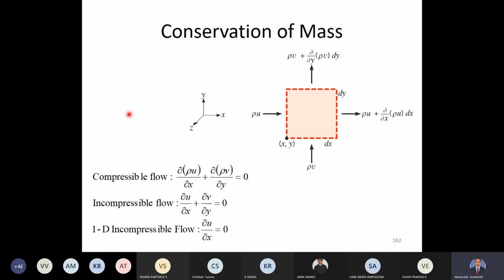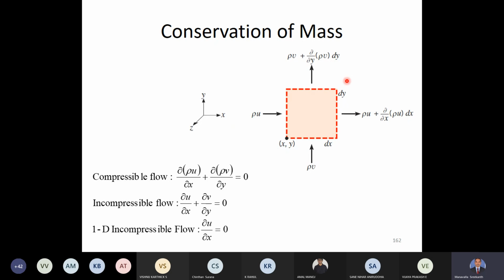We all know that mass is conserved. Mass can neither be created nor destroyed. So whatever mass goes in must come out under steady flow conditions. That is what is called the conservation of mass. Similarly, we have energy conservation and momentum conservation equations. We shall see them. So in the compressible flow mode, you can see here there is a control volume through which a mass enters and the mass leaves. This is in the x direction.